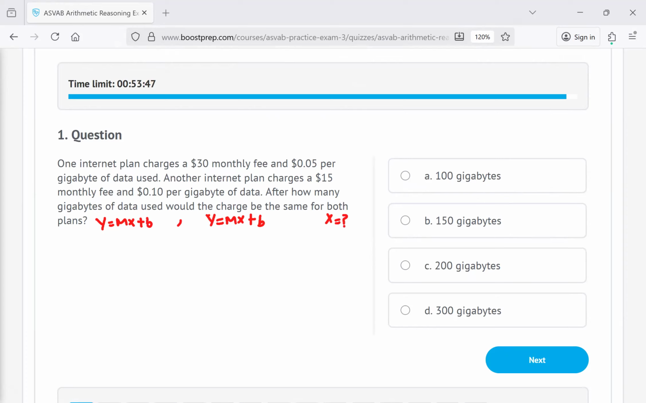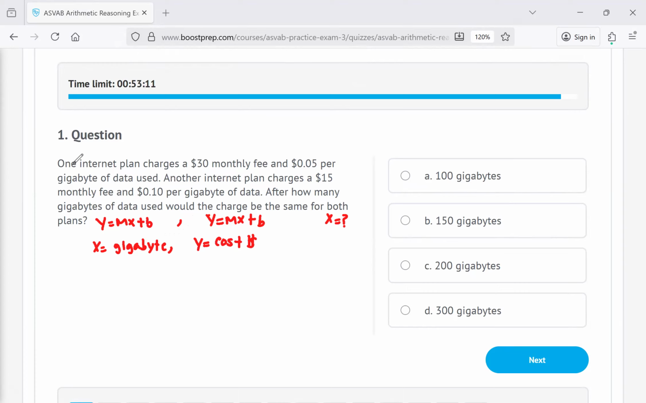Okay. So let's label our variables. What is our x? My x is gigabytes. Yes, gigabytes. That's what we want to know, right? And then my y is the cost in dollars. So we're trying to find x. What we've got to do is find the first equation and the second equation, then set them equal to each other, and then solve for x.